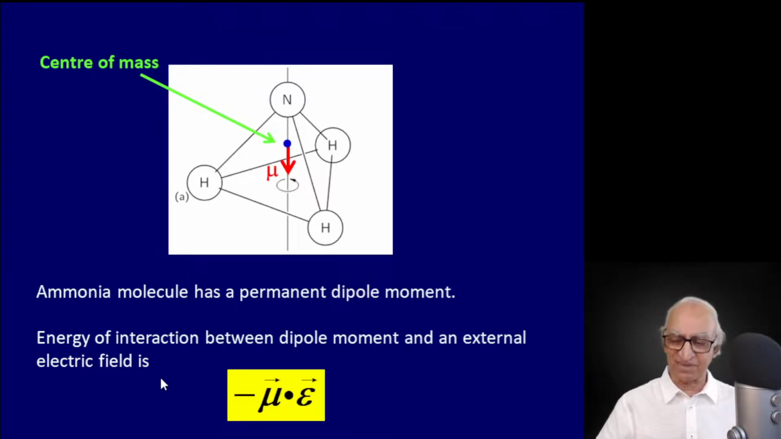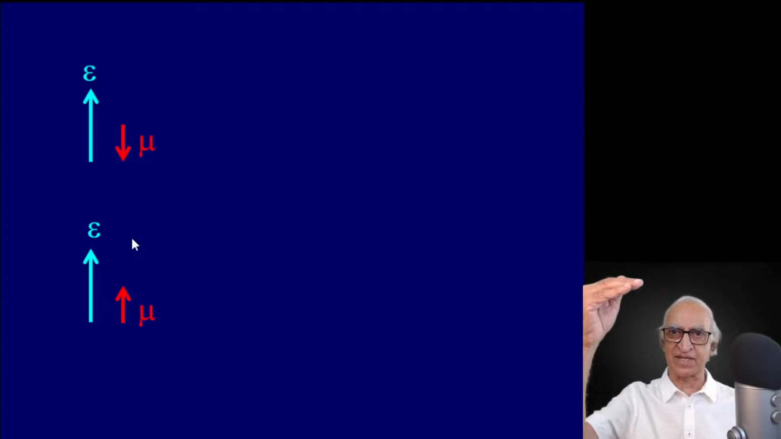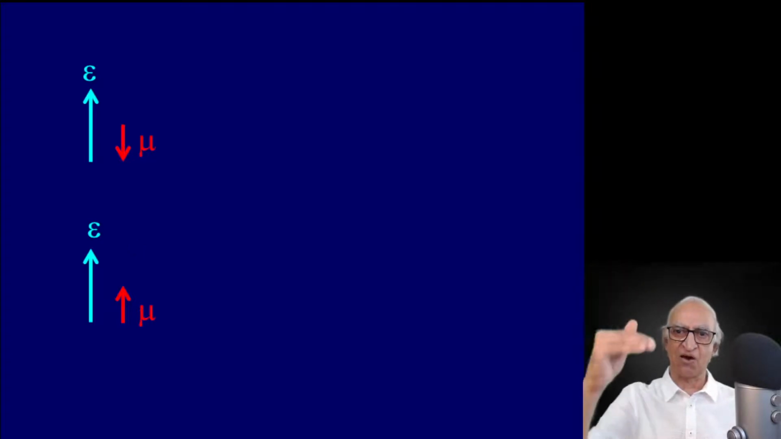Okay, now things are getting interesting. So here are the 2 configurations. Here is an external electric field, and the dipole moment of the ammonia molecule can either be in that configuration or in that configuration, which corresponds to the nitrogen being above the plane or below the plane.